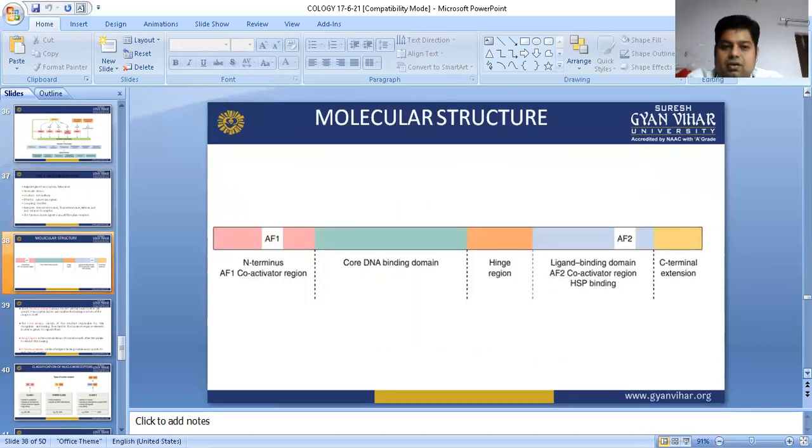Now we can see the molecular structure. In this molecular structure, the N-terminal AF1 co-activator region and the core DNA binding domain are available. Then the hinge region and ligand binding domain, the AF2 activator region and HSP region, and the C-terminal extension.